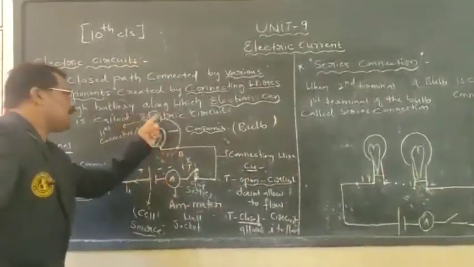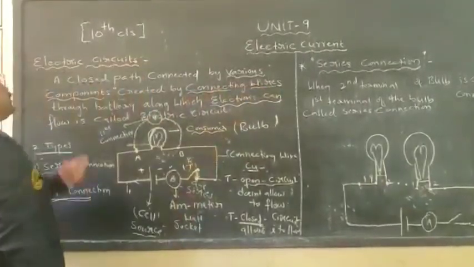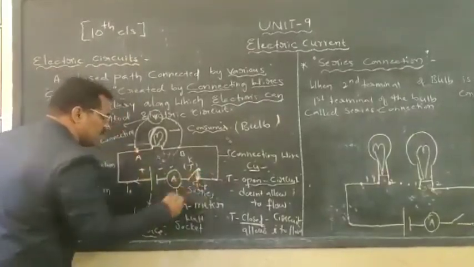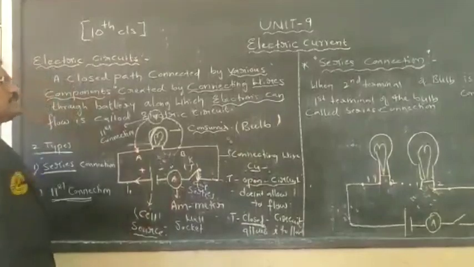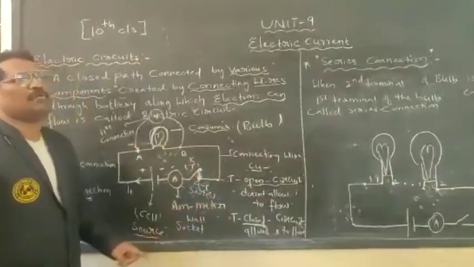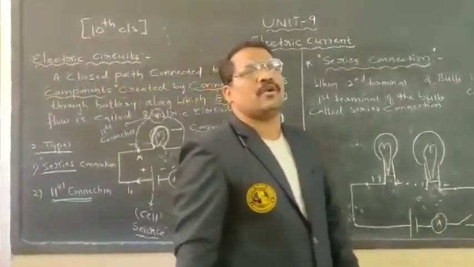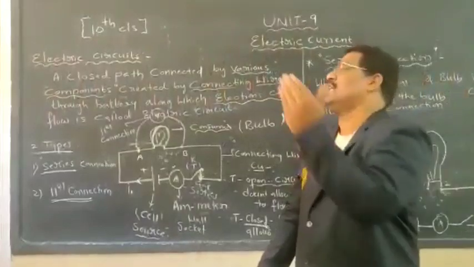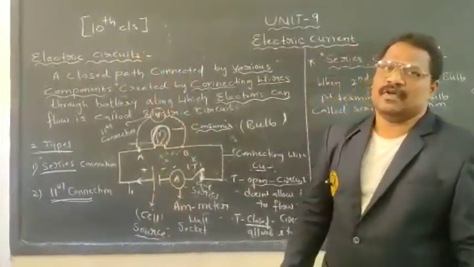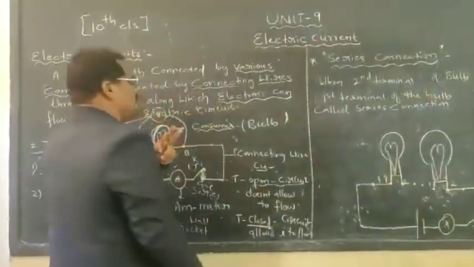When I connect all these components by connecting wires through a battery and switch on the key, current starts flowing. Electrons start flowing from high potential to low potential. That flow of electrons through a circuit, that circuit is called an electric circuit. These electric circuits are of two types.